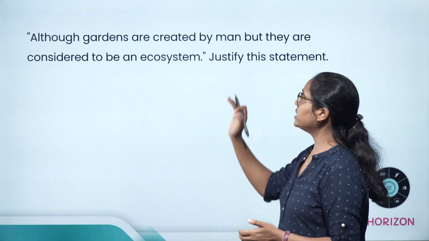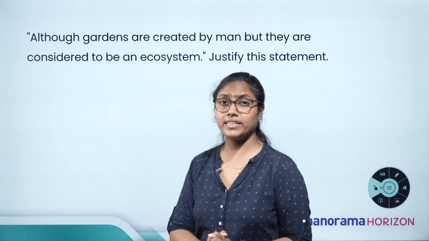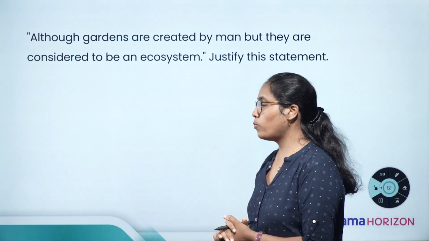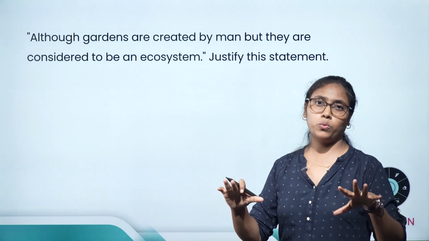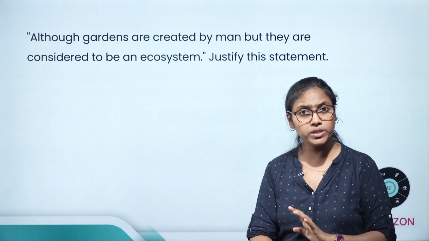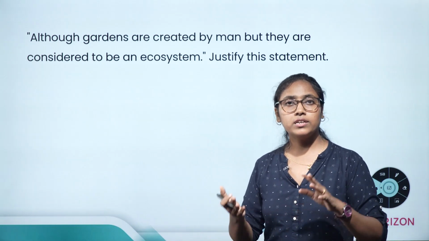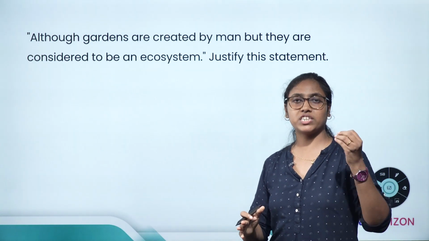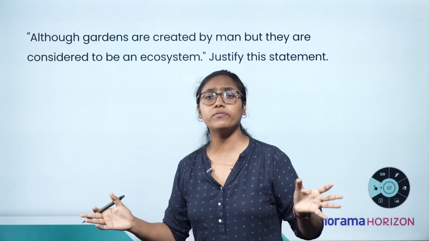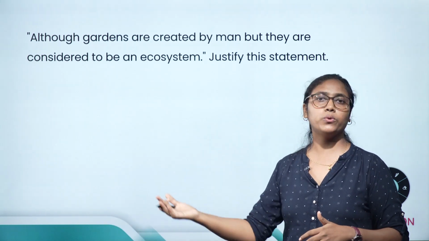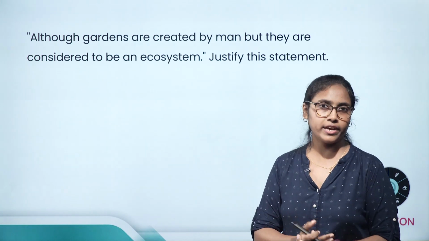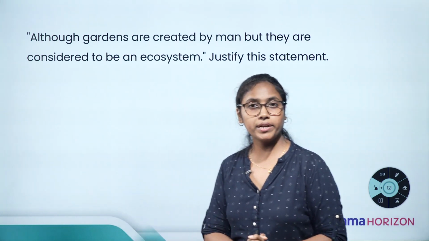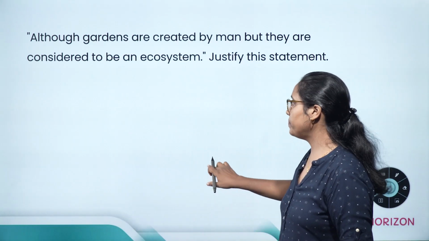So, here the question is: gardens are created by man, then too we call it an ecosystem. Why? I have already said what an ecosystem is, right? It's an area where living organisms interact with each other and with their environment. A garden is similar to that. It is an area where living organisms such as birds, plants, insects interact with each other and with the environment, with soil, water, air. So, even though it is created by man, it has all the biotic and abiotic components.